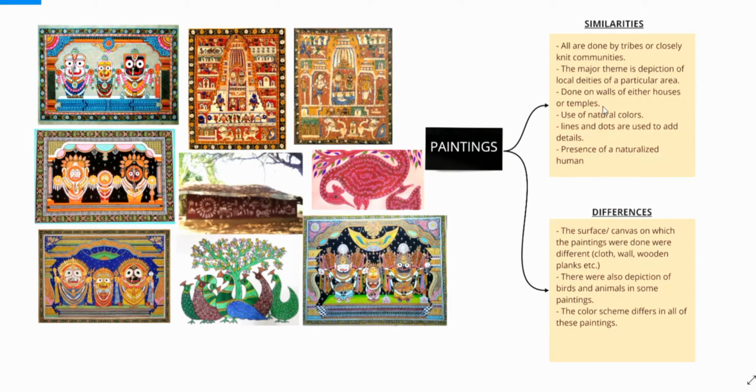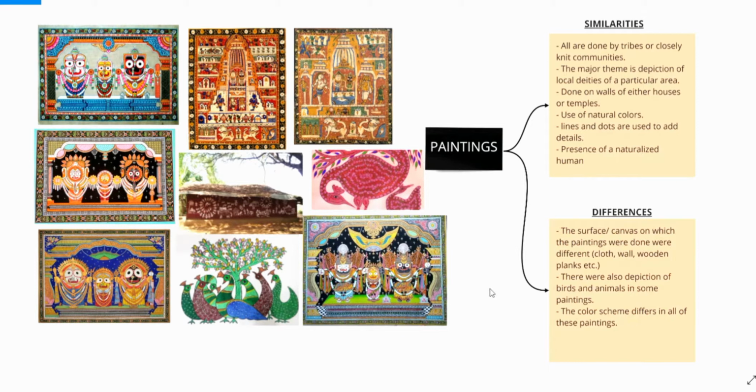In all the paintings, natural colors have been used, and we can see that in all the paintings, lines and dots have been used extensively to add details. We can also make out that at this point of time there was a presence of a naturalized human who worshipped nature and was afraid of its fury. Talking about the differences, the surface or canvas on which the paintings were done were different. Like Patachitra art was done on wooden planks, Warli art here is done on wall murals, and the Gond art was sometimes painted on cloth as well.